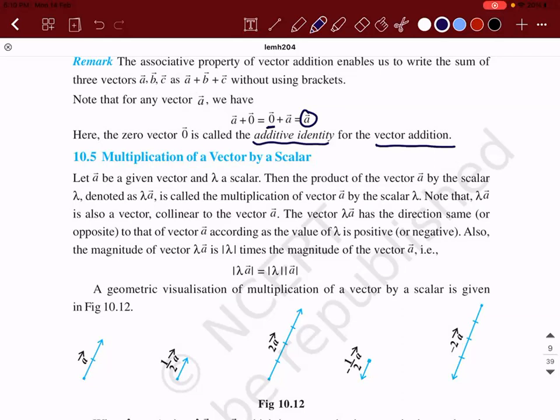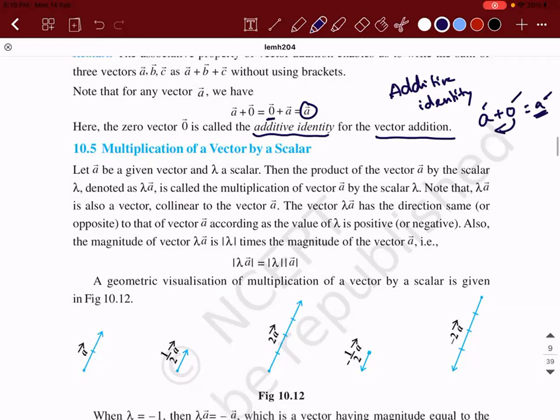So additive identity generally means you have a number, and to that number you need to add a value so that you get back the number which you wanted. So A, to which if I add a 0, I'll get back A. So that 0 is generally called the additive identity. In the case of vectors, that 0 vector is called the additive identity of that vector.